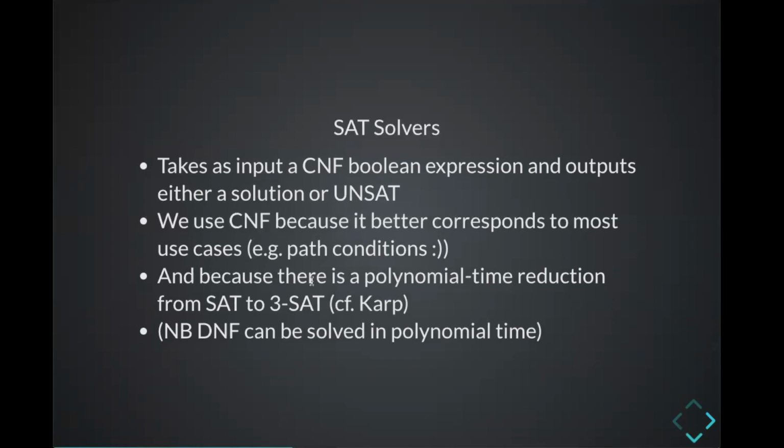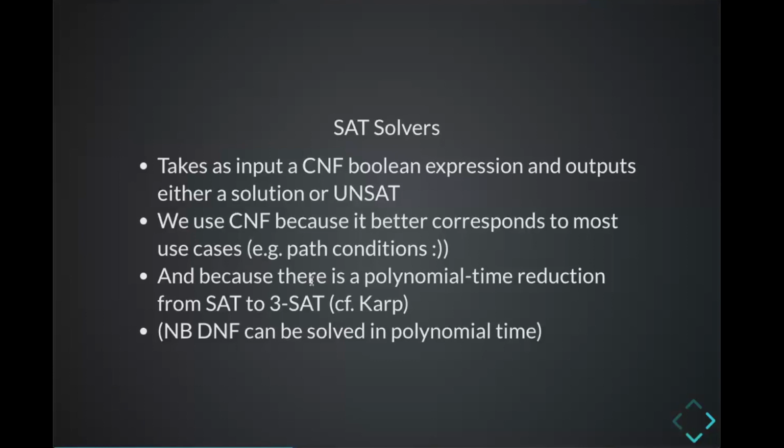The reason we use conjunctive normal form, a conjunction of clauses that are each themselves a disjunction, is because it better corresponds to most use cases, for example, in our case, path conditions. Also, there exists a polynomial time reduction from SAT to what's called 3-SAT, which was proved by Karp. 3-SAT is essentially the SAT problem where each of the clauses has at most 3 literals, or not literals. You know what I mean by not a literal, right? The logical not and then a literal.